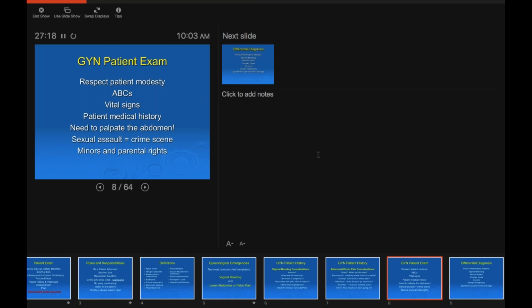If it's a sexual assault, remember that is a crime scene. If they have been raped or suffered some sort of sexual assault, remember to document what we've done, obviously, and we need to pass that information along to the nursing staff at the hospital if they tell us while en route, and also notify law enforcement. And also remember minors and parental rights. Since Mike is a protocol guru on this, if you have a pregnant female, 16 years old, do her parents have to be notified?